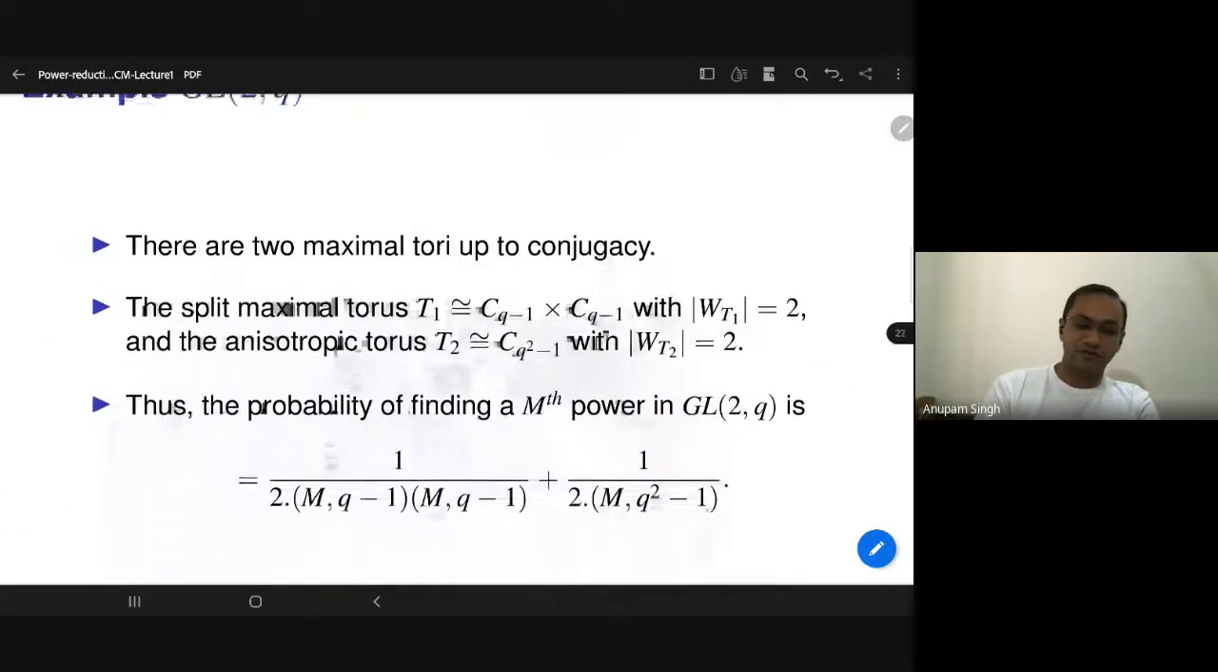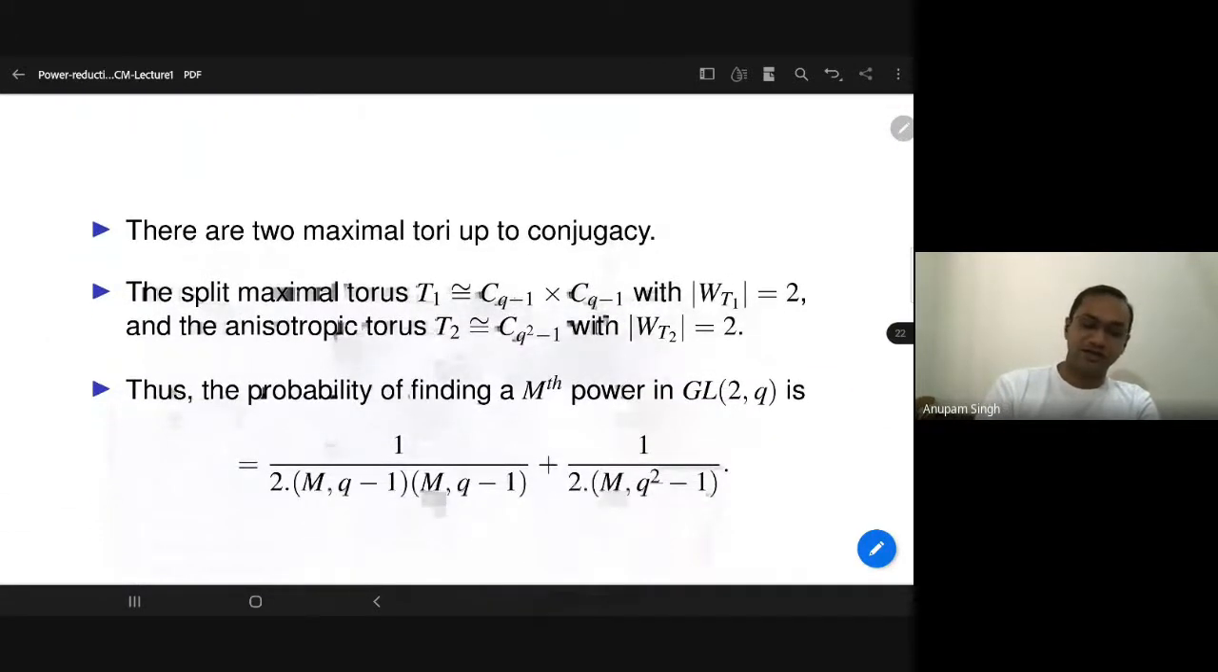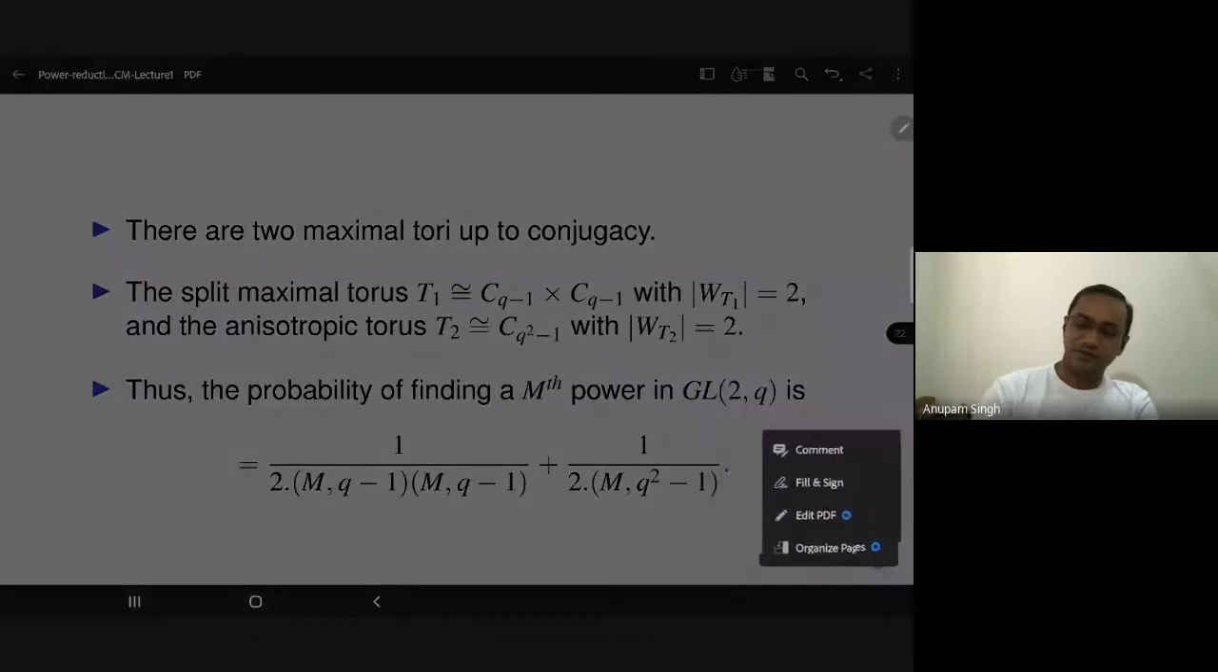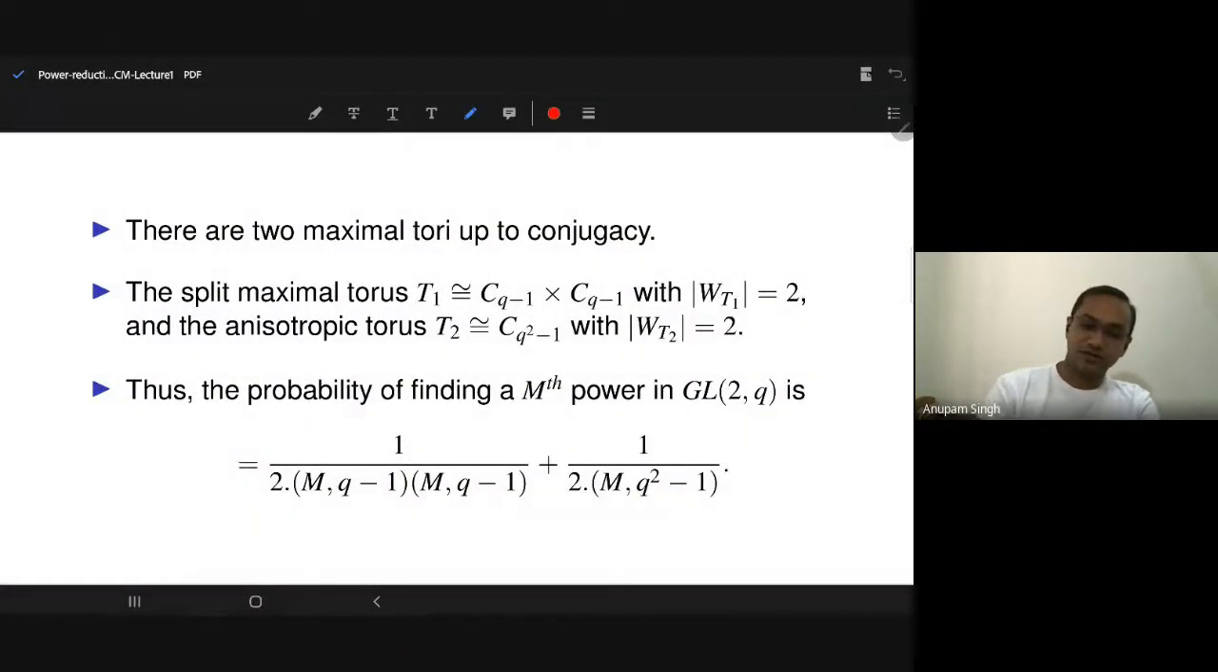Now let's look at our formula. Our formula was doing a certain kind of sum over maximal tori. So how many maximal tori are there in GL2(Fq)? There are two kinds of tori up to conjugacy. So I'll call T1 the diagonal one. So there are two kinds of maximal tori. One is the diagonal, which I have called T1. So this is lambda1, lambda1, lambda2, this kind of thing. So this is our T1.